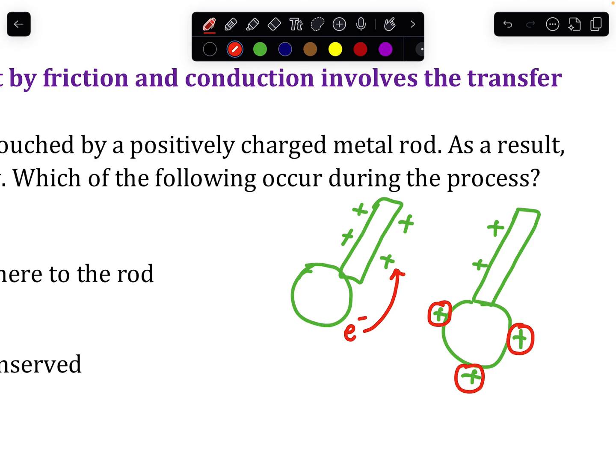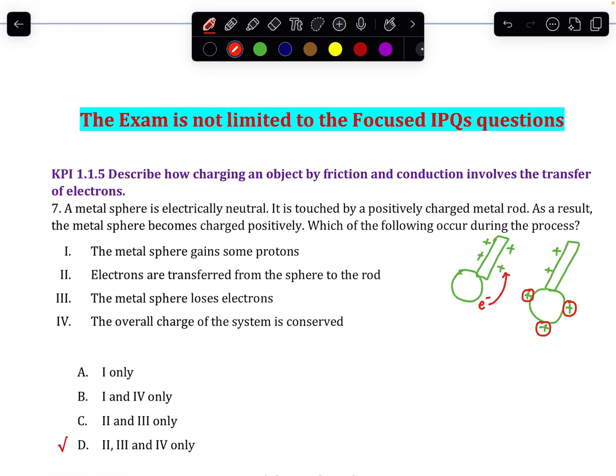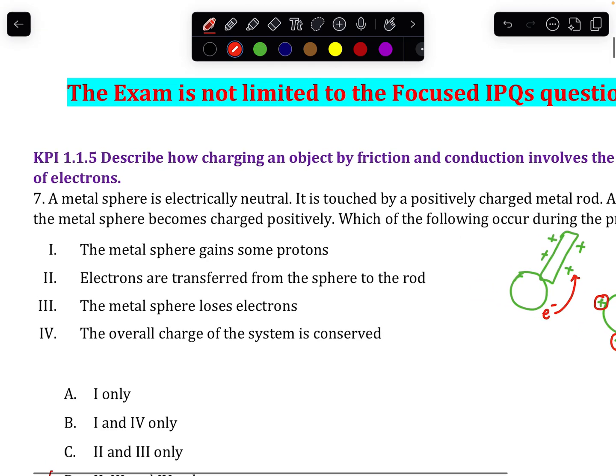So basically this transfer doesn't make a big difference for the rod, but it does make a difference for the sphere because it was not charged, and now it is charged by losing electrons, so it is positively charged. So the metal sphere gains some protons, never. Electrons are transferred from the sphere to the rod, 100%. The metal sphere loses electrons, correct. The overall charge of the system is conserved.